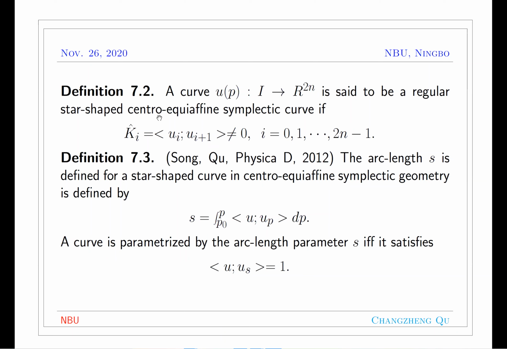For the star-shaped curve, we can define the arclength element by this one, replacing the inner product with the symplectic inner product. We call this the central equi-affine symplectic arclength element.